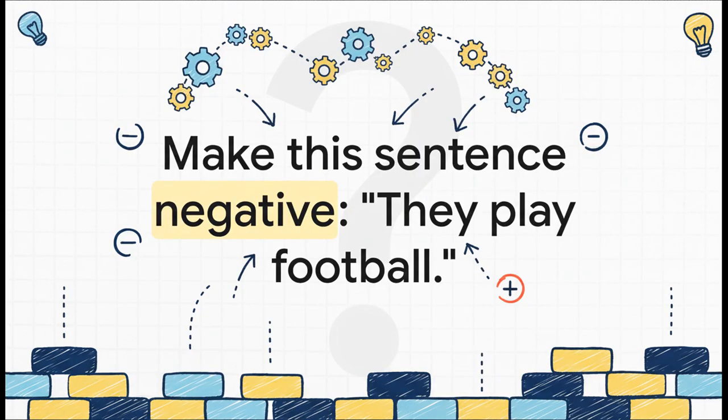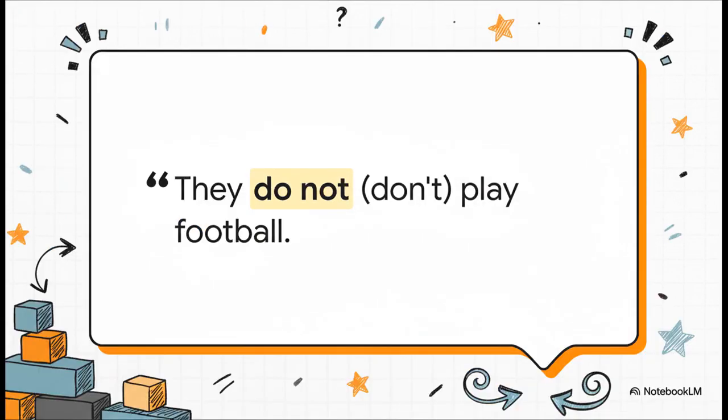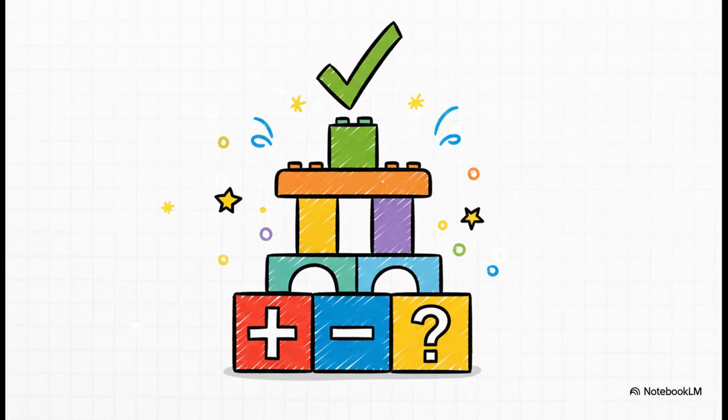Okay, next challenge. Here's a positive sentence. They play football. How would you make this negative? Which helper word do you need? And there's our answer. They do not play football. Or more naturally, they don't play football. Since the subject is they, we use the helper do not. Excellent.